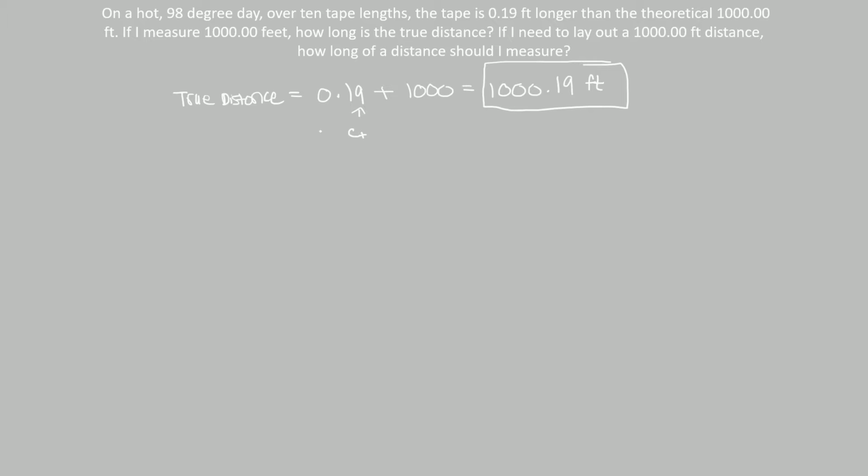And then if I need to lay out a 1000 feet distance, how long of a distance should I measure? So if I had a tape that's this long and I measured out 1000, but the actual is 1000.19, I should subtract 0.19 from my physical measurement, right? So I would just take 1000 minus 0.19, and that will give us 999.81, and that is our actual feet measurement.